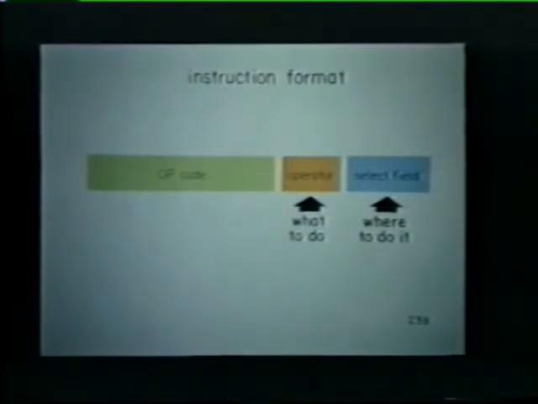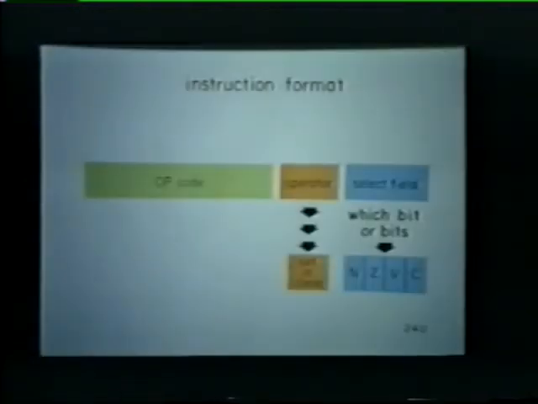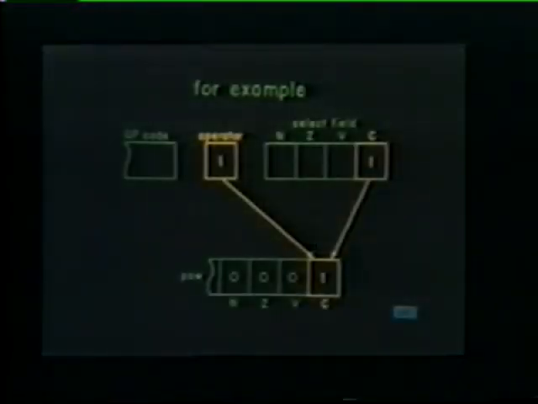As usual, it has an opcode. This is followed by an operator bit that tells us what to do, and a select field that tells us where to do it. Notice that the operator tells us whether to set a bit or clear a bit. The select field tells us which condition code bit, or bits, is to be set or cleared by the operator. For example, if the operator is set, indicating we want to set a bit, and bit C in the select field is also set, then the C bit in the PSW is set when this instruction is executed.